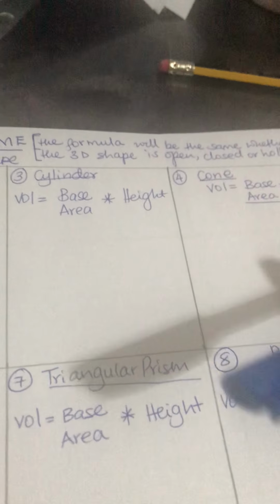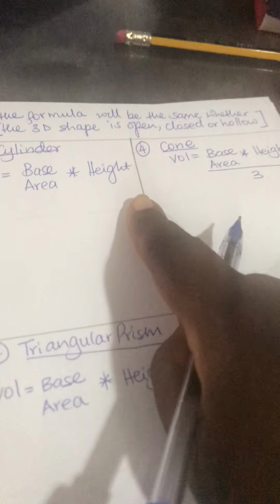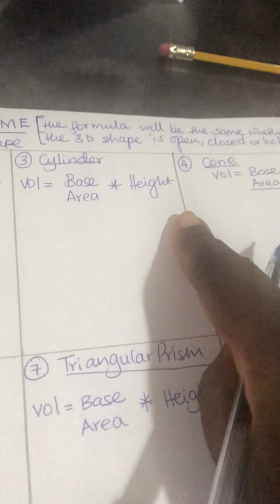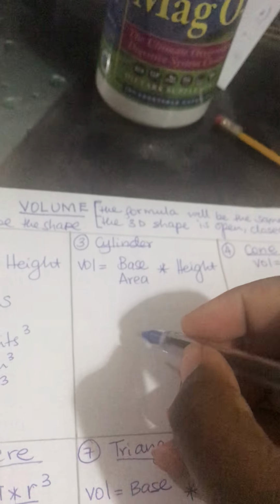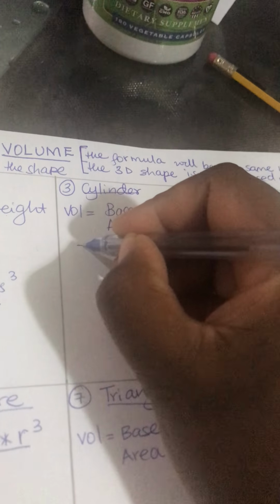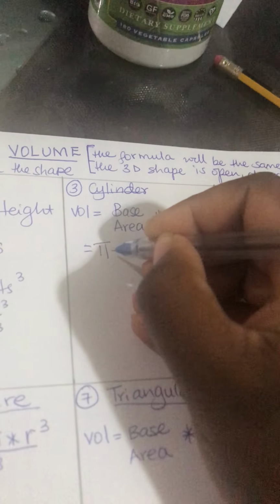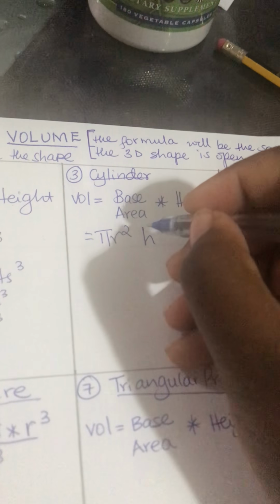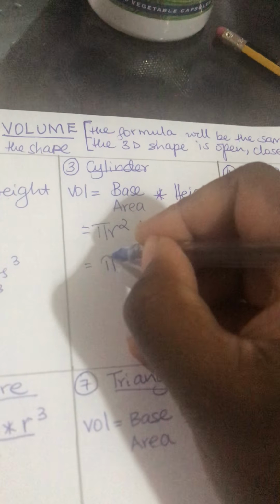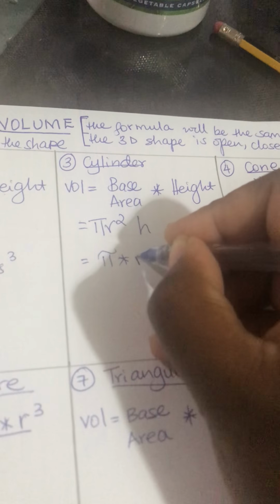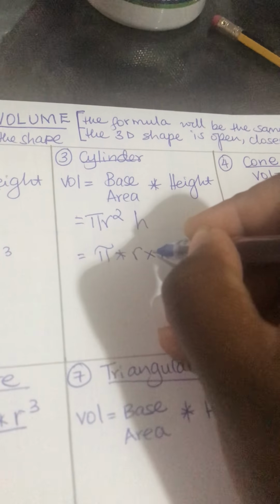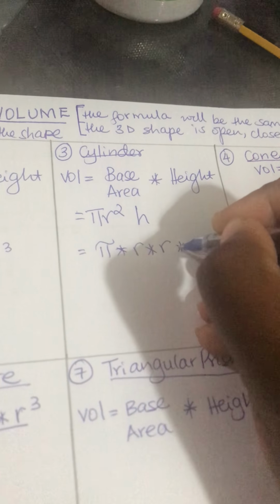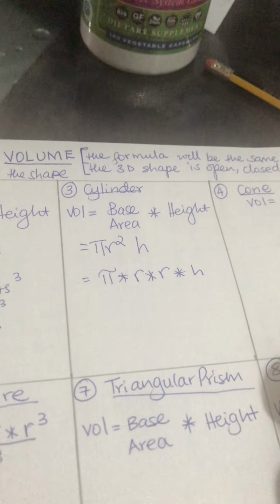Okay. Let's do cylinder. What is the base of a cylinder? The base of a cylinder, like this bottle, is what? A circle. Okay. So how do I find area of a circle? Pi r squared height. So that means I multiply pi times r squared times height. That's what that means.